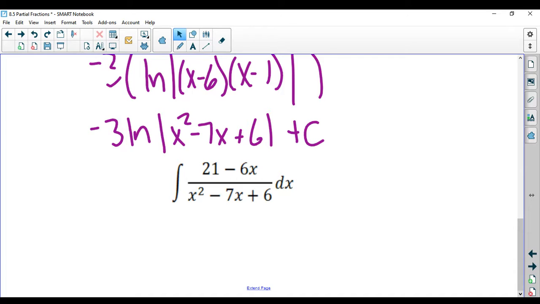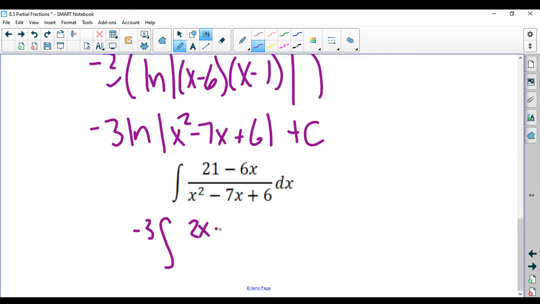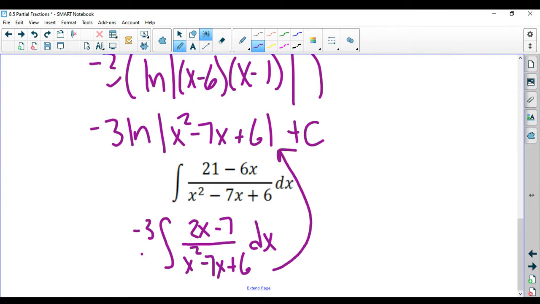If you think of the derivative of the bottom, which is 2x minus 7, if you factor out negative 3 from the top, you get 2x minus 7. So now you immediately have u prime over u, which means this is negative 3 times the natural log of the bottom, which is what we got with partial fractions. So you can see it worked with or without partial fractions. That's good news, because the next problem we do will probably require partial fractions. Stay tuned.